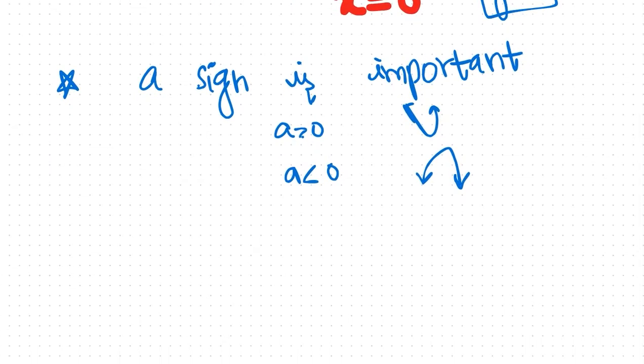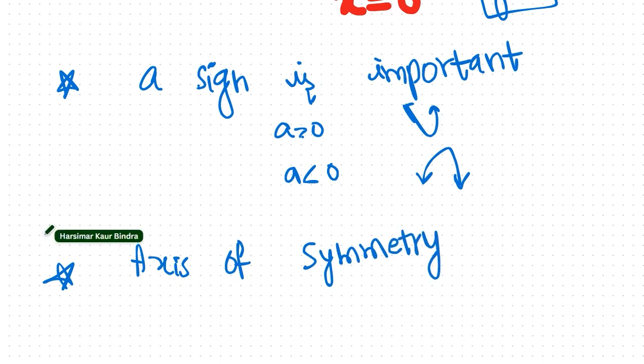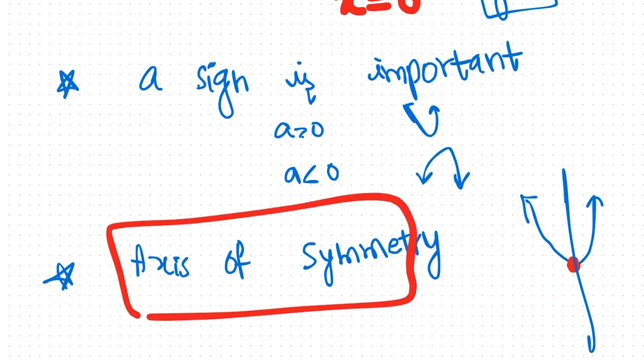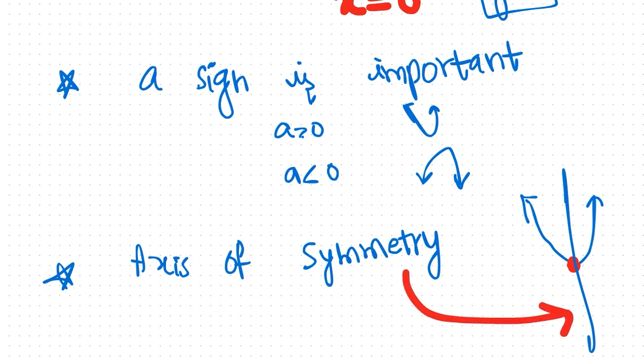One more thing is the axis of symmetry. Whatever the parabola, if you draw a vertical line exactly at the vertex and cut it in half, it's symmetric. The left side and right side are reflections. About this point, everything on the left and right is the same. This vertical line, which cuts the parabola into two equal parts symmetrically, is called the axis of symmetry. So when it comes to drawing, you have to make sure that we draw the curve symmetrically.